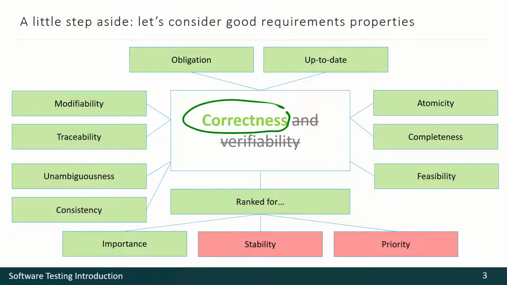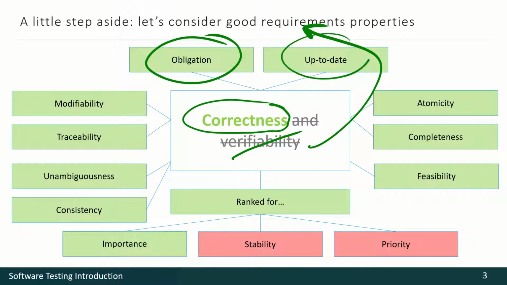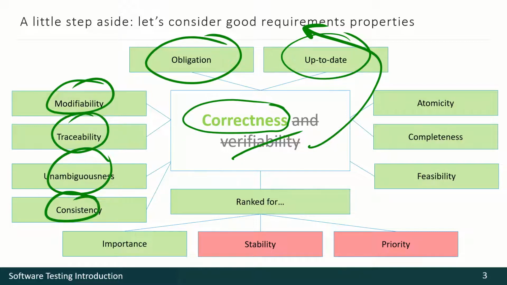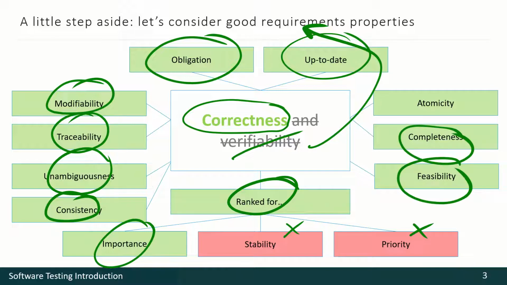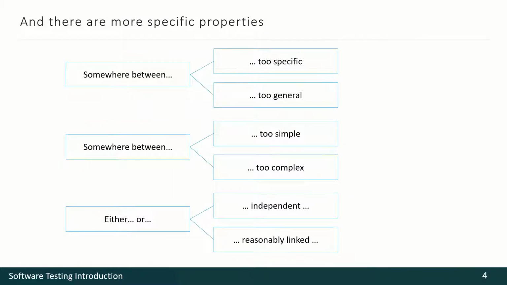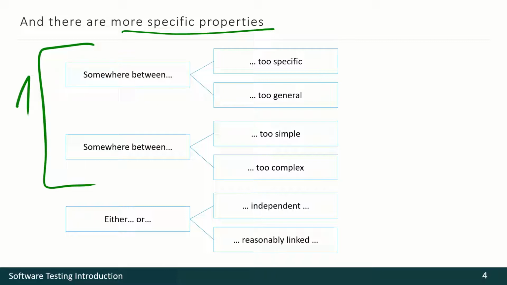We may see that the central idea is about correctness. Verifiability is not really applicable to test cases, it goes to requirements. But all those ideas like obligation, being up to date, being modifiable and traceable, being unambiguous and consistent, and ranked for importance but usually not for stability or priority, being feasible and complete, being atomic, all that is applicable to test cases. And of course, test cases have some specific properties. We shall talk about these properties in our first video and about these and some more in the second one. So let's begin.